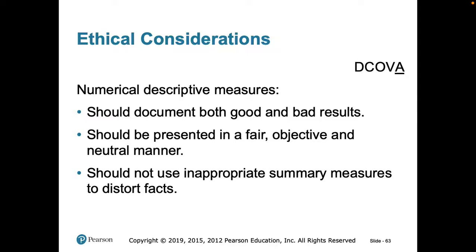Numerical descriptive measures should document both good and bad results. So you don't want to say only the good, because that's what promotes your agenda. You want to be fair and tell them both the good and bad results that you got. You should present it in a fair, objective, and neutral manner. And that's really hard, because you may be passionate about something, so you want to steer people your way, but that's not ethical. And finally, you should not use inappropriate summary measures to distort facts. Just present the facts as they are.